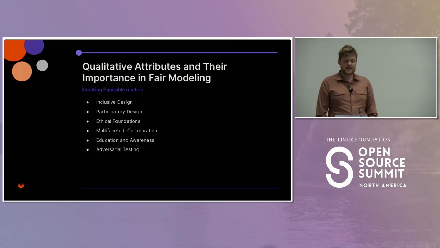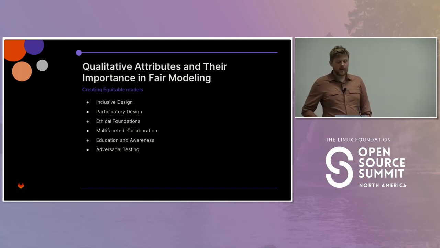Participatory design. This approach involves engaging diverse stakeholders, including community members, in the design and the development process to ensure that it reflects the values and priorities of the model you're trying to create. Ethical foundation. Incorporating ethical principles such as fairness, accountability, and transparency into the development process can help ensure that the model is developed in a responsible and equitable manner.